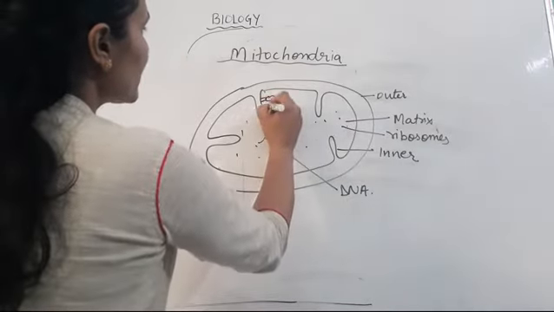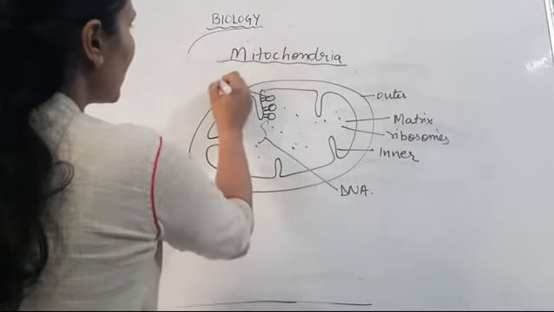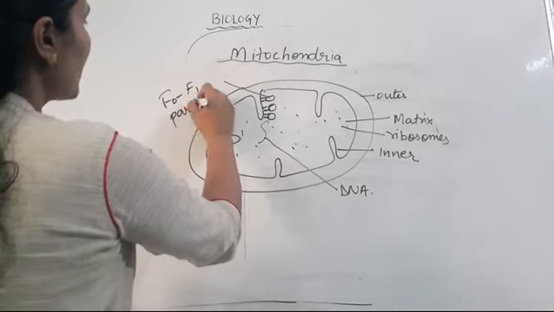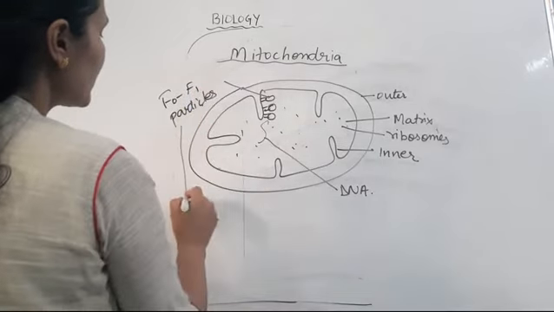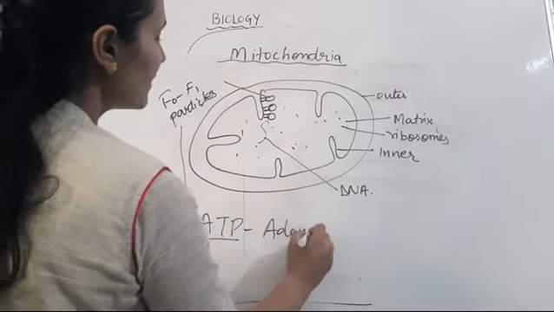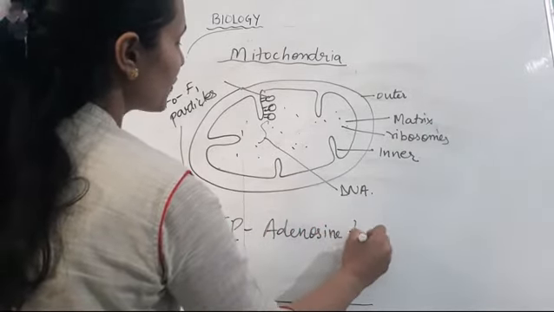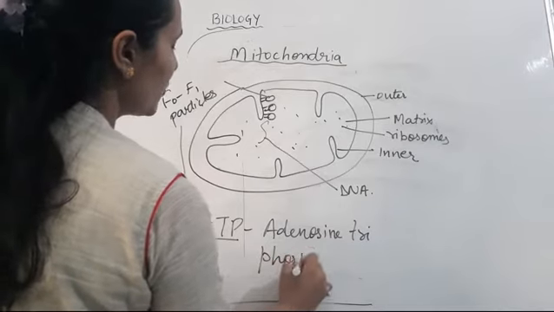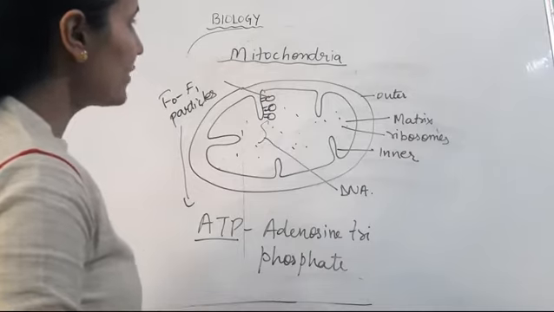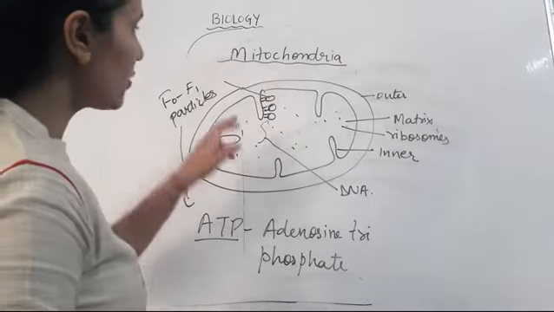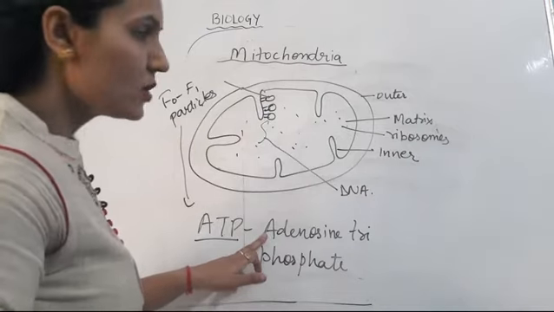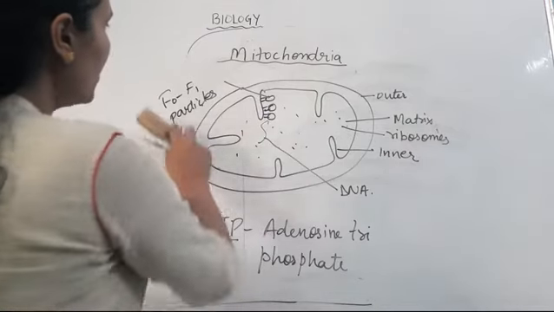The inner membrane consists of F0, F1 particles that synthesize ATP. ATP is nothing but adenosine triphosphate, which is the energy currency of the cell. So why do we call mitochondria the powerhouse of the cell? Because these F0, F1 particles synthesize ATP for the cell. So this is the structure of the mitochondria.